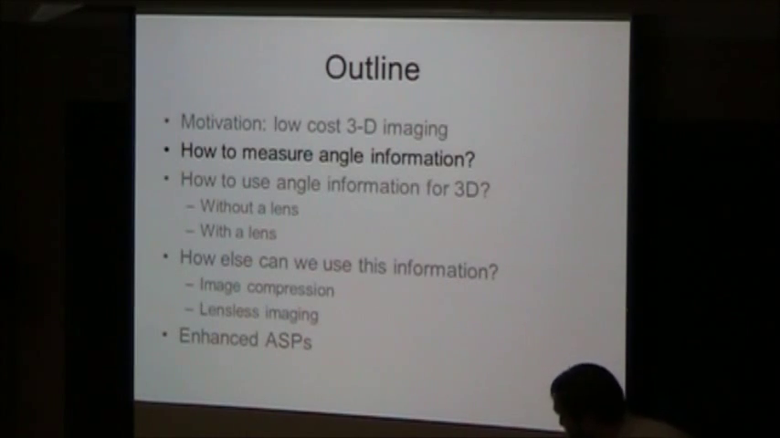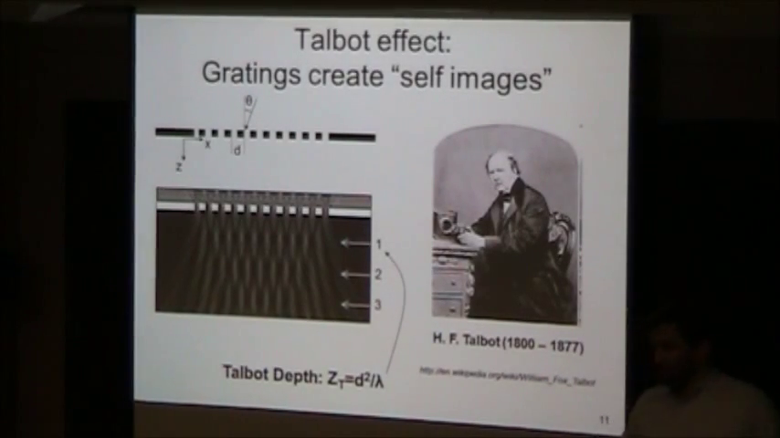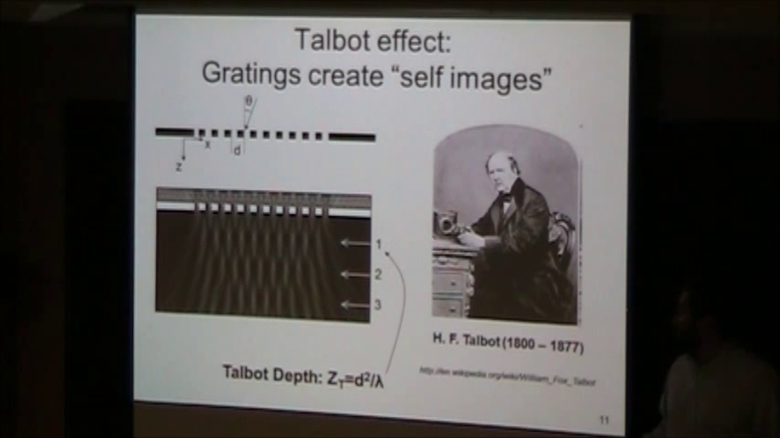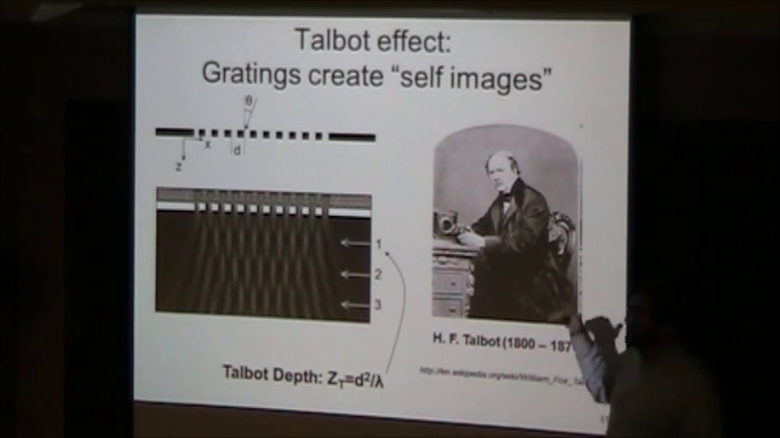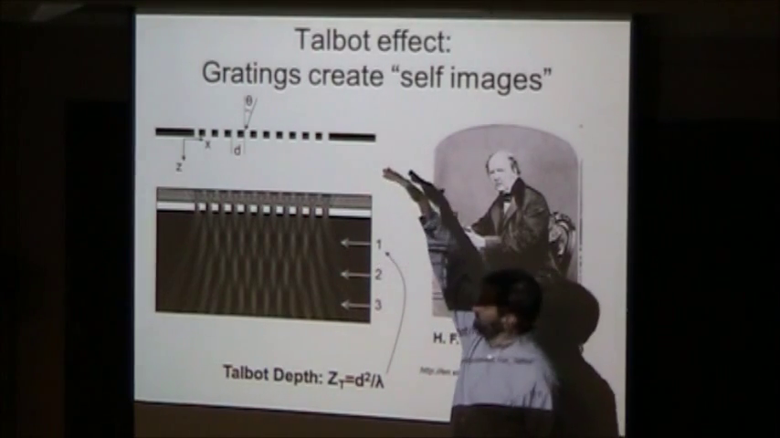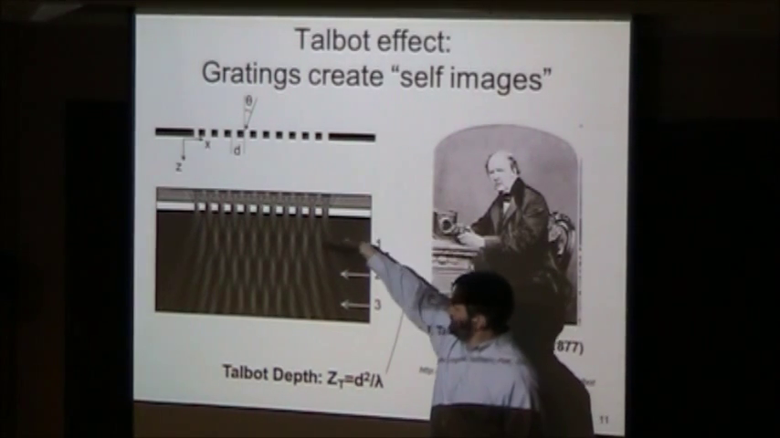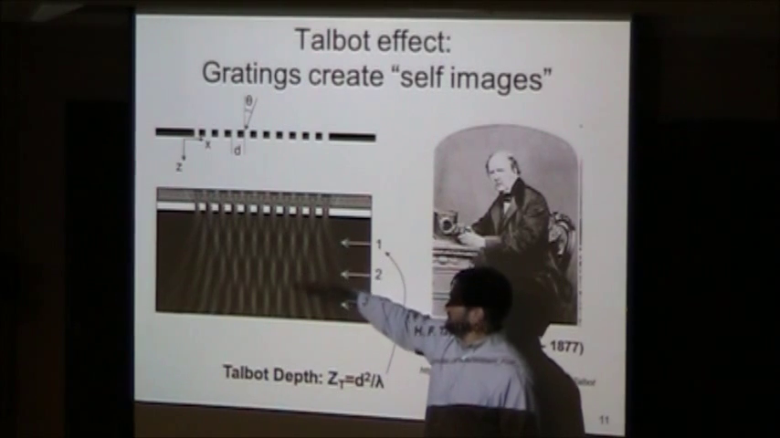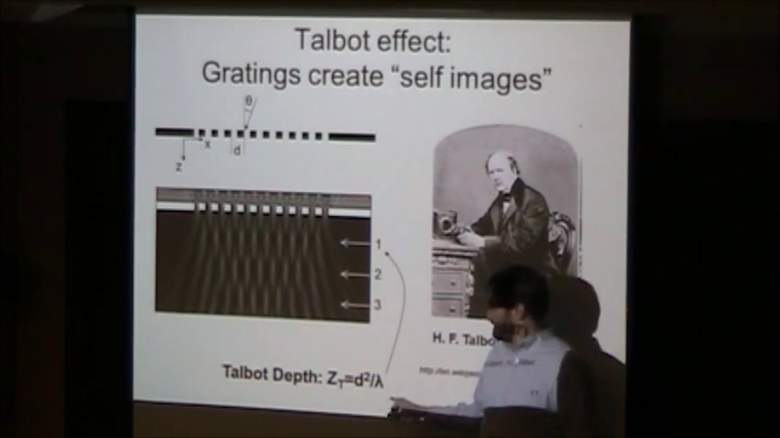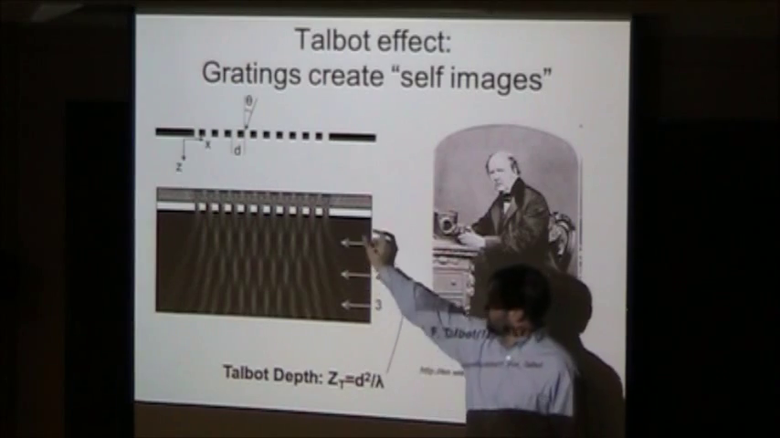Okay, so that takes us to the question of how do we measure angle information? We're going to start with a very old idea developed by Henry Fox Talbot in the 1800s. We call it the Talbot effect. It's just this observation that if you take a periodic grating and you illuminate it with a plane wave, you get clear periodic diffraction patterns at specific depths below that, set by the Talbot depth defined here, which is just the pitch squared over the wavelength.